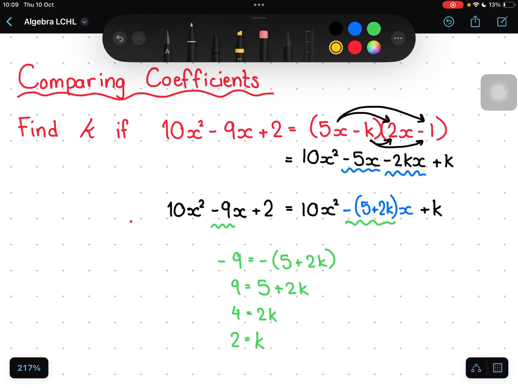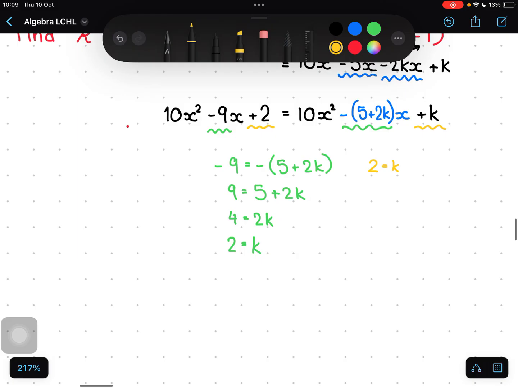The other way of doing it is continuing on to look at the constant at the end and letting those also equal. So 2 is equal to k. So this would have been a much quicker way to do it. If you had time at the end though, and you had spotted that the 2 is equal to the k, it would be worth going back and seeing, can I get k using the coefficients from the x's? Okay. Let's do another comparing coefficients question.